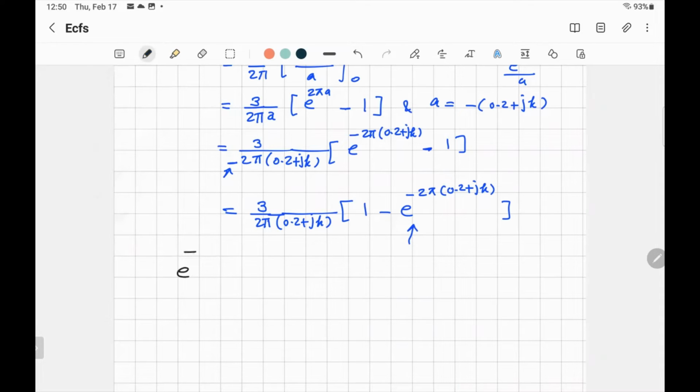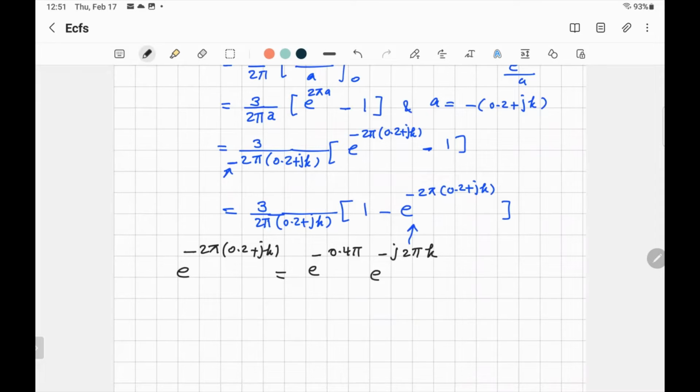e to the power minus 2 pi times 0.2 plus jk equals e to the power of something, because we said before, e to the power x times e to the power y equals e to the power x plus y. So I'm going to separate them again. I have e to the power minus 2 pi times 0.2, which is 0.4 pi. That's the first term. For the second term, I multiply minus 2 pi by jk, so I have minus j 2 pi k.